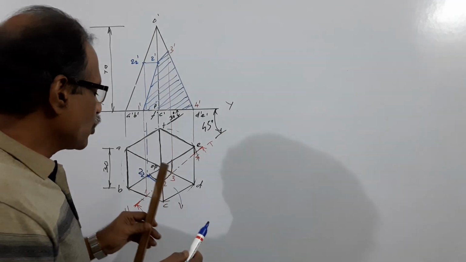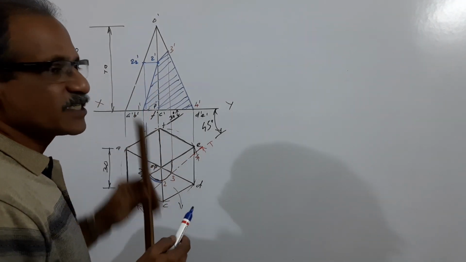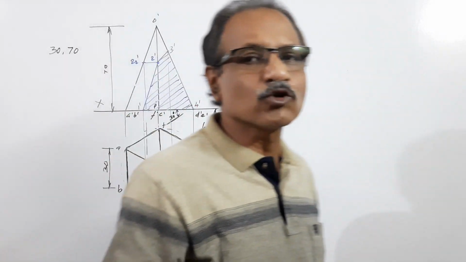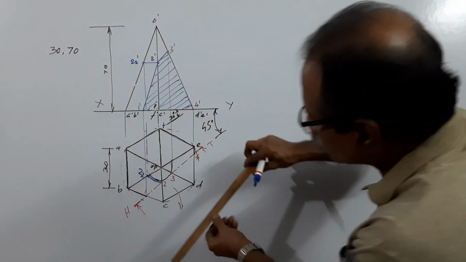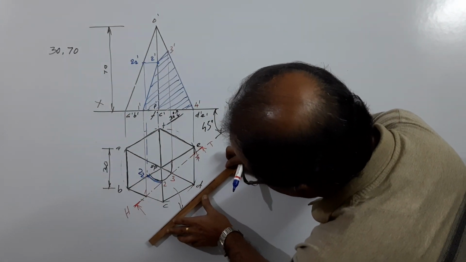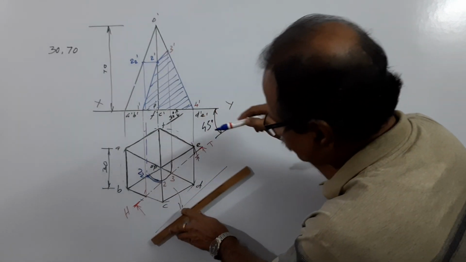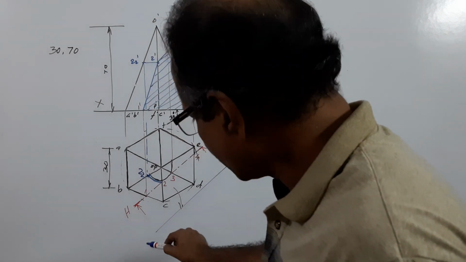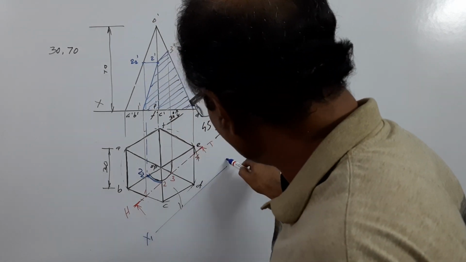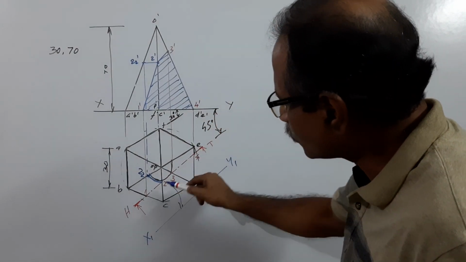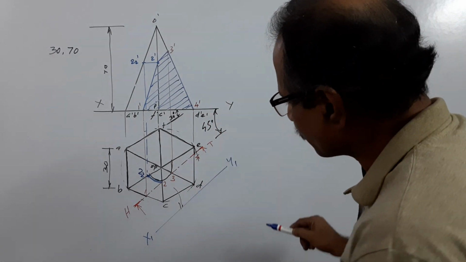So what have you drawn? You have drawn the sectional plan. You have drawn the sectional elevation. Now what? You have to draw the true shape. To draw the true shape, you have to draw a line parallel to the cutting plane. Like this. I call this X1, Y1. Then through 1, 2, 3 and 4, draw lines perpendicular to X1, Y1.